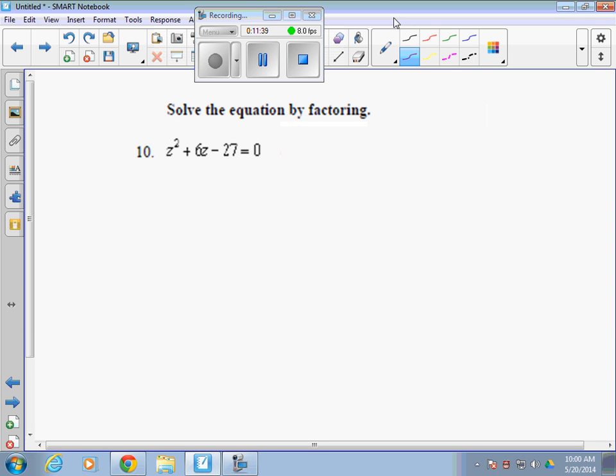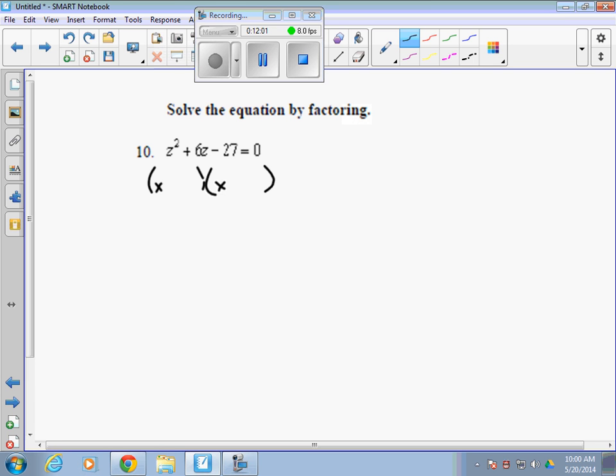Number 10 says solve by factoring. So basically we're going to do what we did on the last problem right after we factor it. In order to factor this trinomial, we're going to make two binomials. Instead of writing z, I'm going to write x just so I don't mess up, because variables act the same way. X times x gives you x squared.